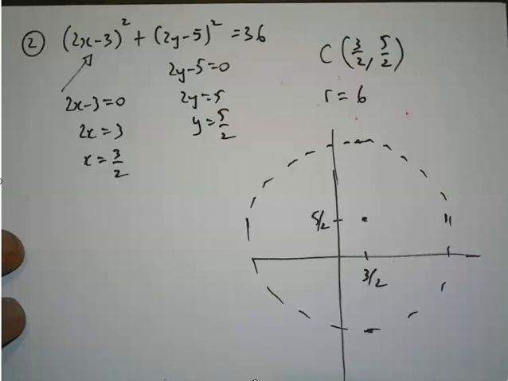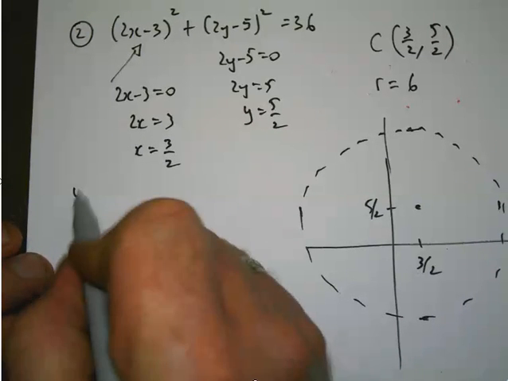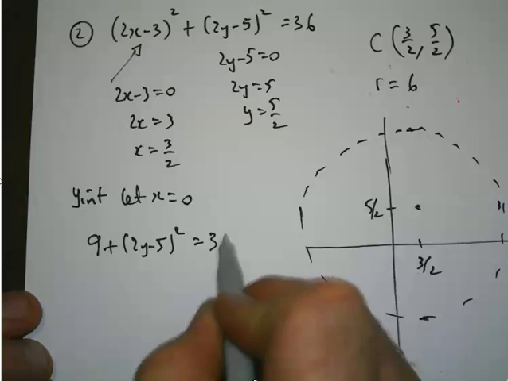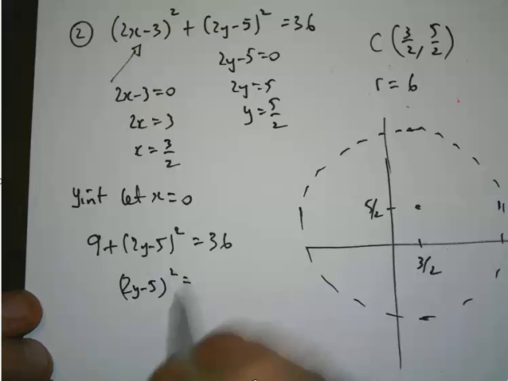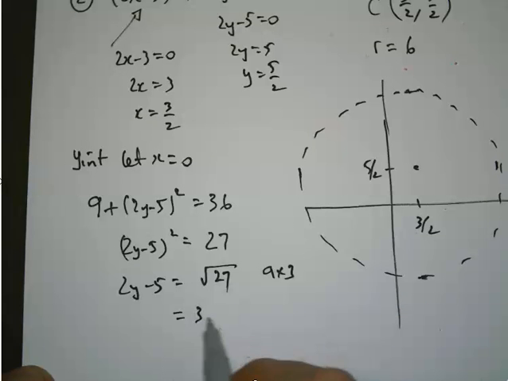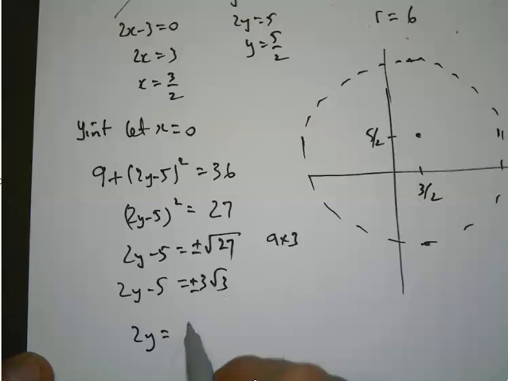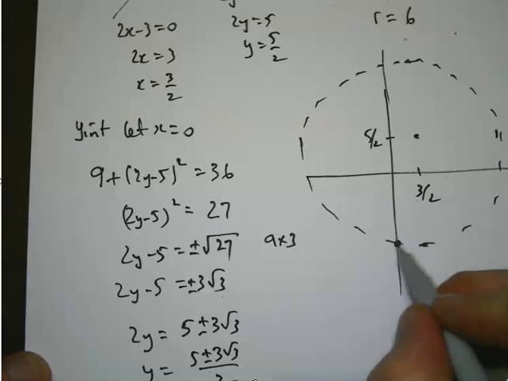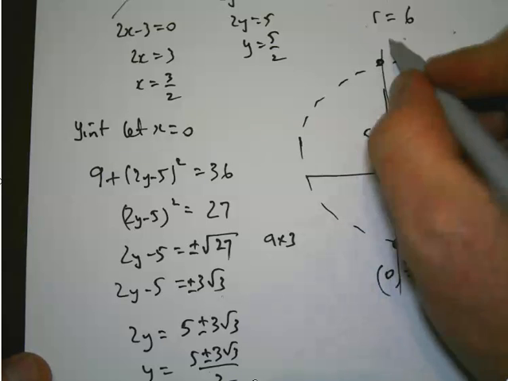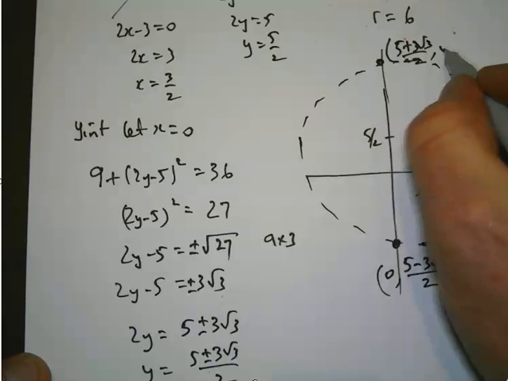Now how do I find these x and y intercepts? It's the same process. To find the y-intercept, let x equal 0. So 9 + (2y − 5)² = 36. (2y − 5)² = 36 − 9, or 27. 2y − 5 equals the square root of 27, which is 9 times 3, so that's equal to 3√3. And there are two answers when you take the square root, plus or minus. So 2y = 5 ± 3√3, and y = (5 ± 3√3)/2. So the coordinate here is (5 − 3√3)/2, and the coordinate here is (5 + 3√3)/2, and 0.